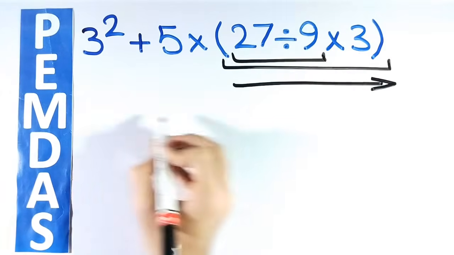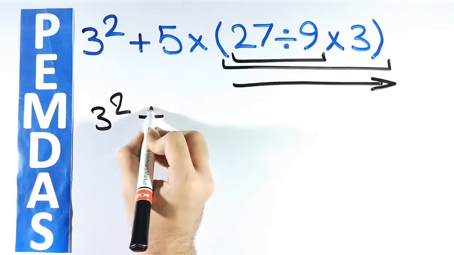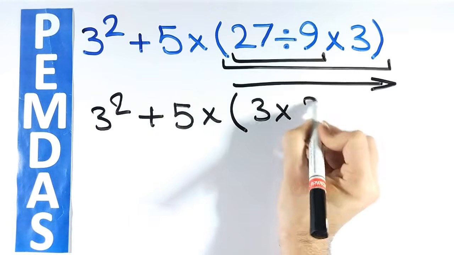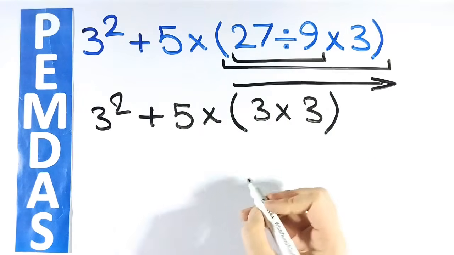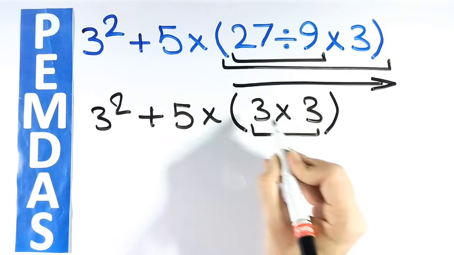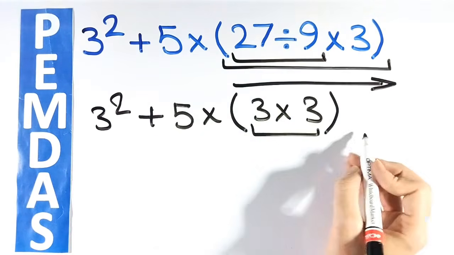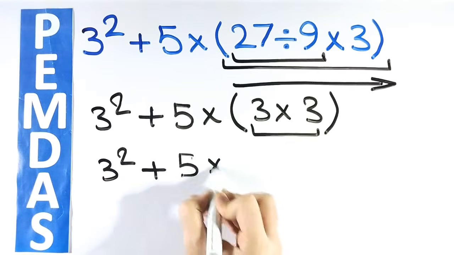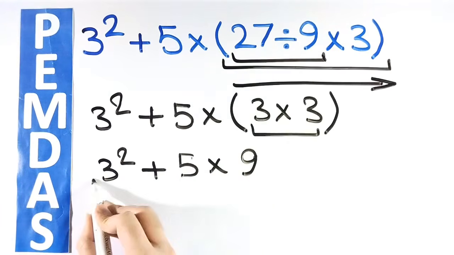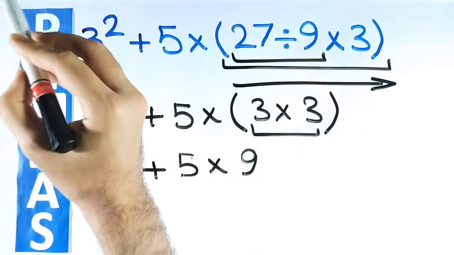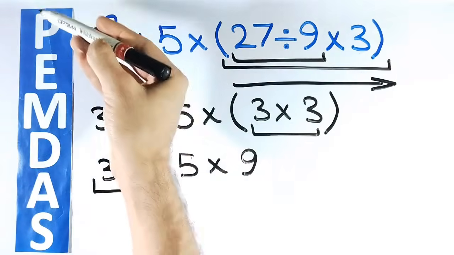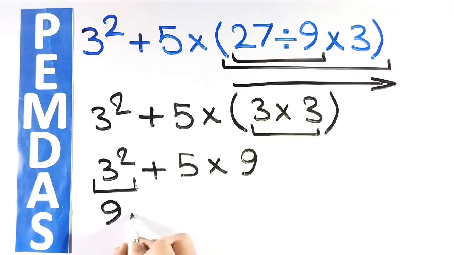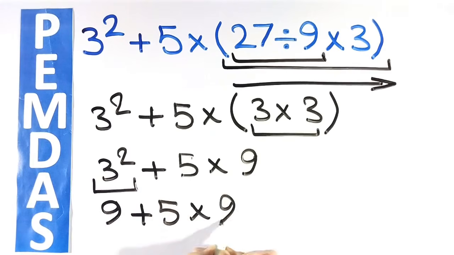And instead of this expression, we can write 3 squared plus 5 multiplied by open parenthesis 3 multiplied by 3 close parenthesis. And the next step, we go for the multiplication between 3 and 3. And instead of this expression, we can write 3 squared plus 5 multiplied by 9. Then we go for the exponent because in the PEMDAS rule, after parentheses, exponent has a higher priority than the other operations. So we rewrite this expression as 9 plus 5 multiplied by 9.